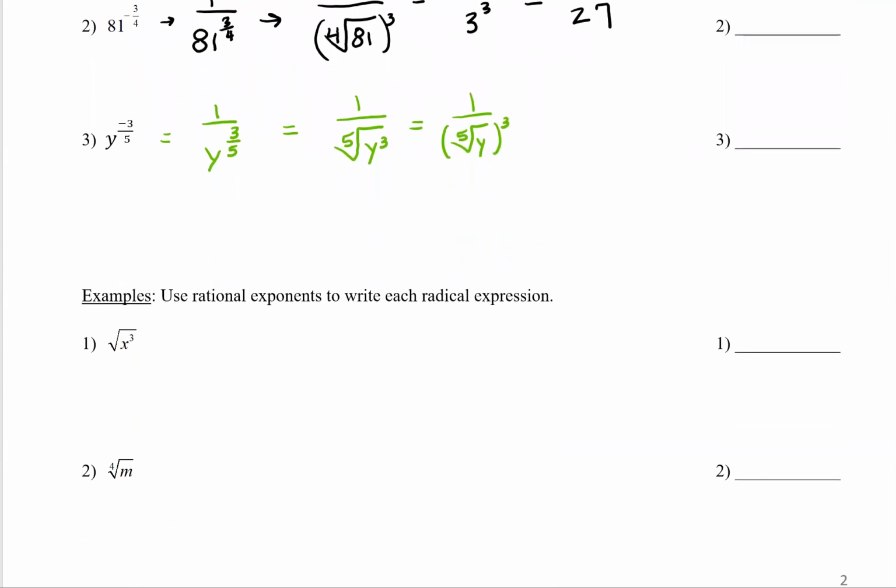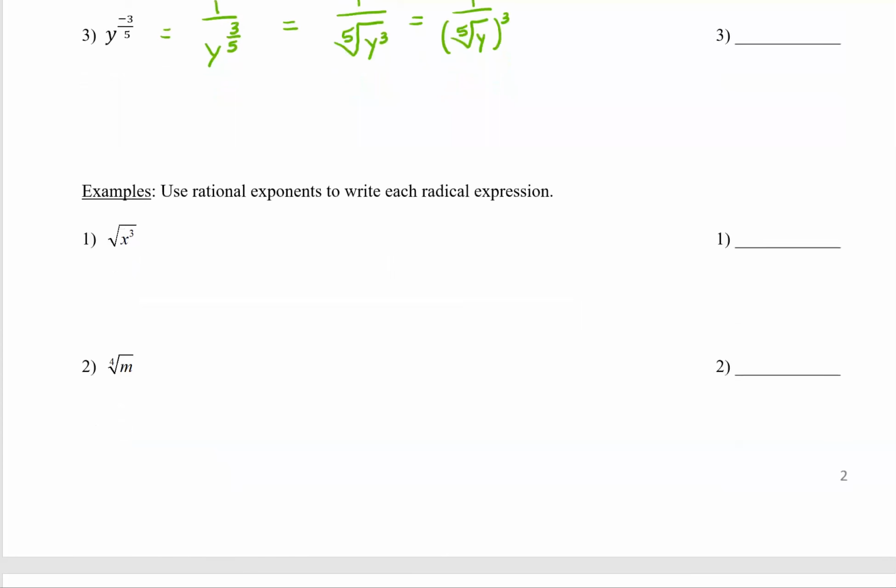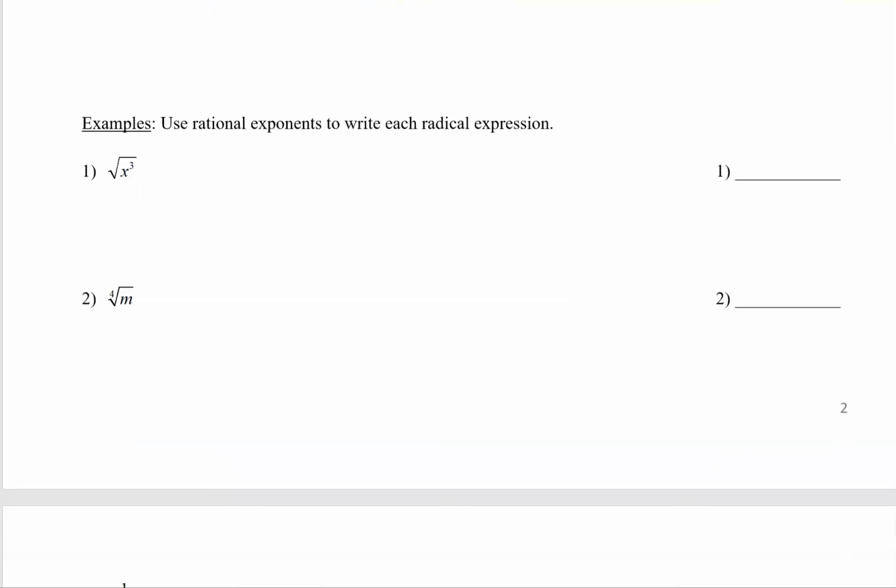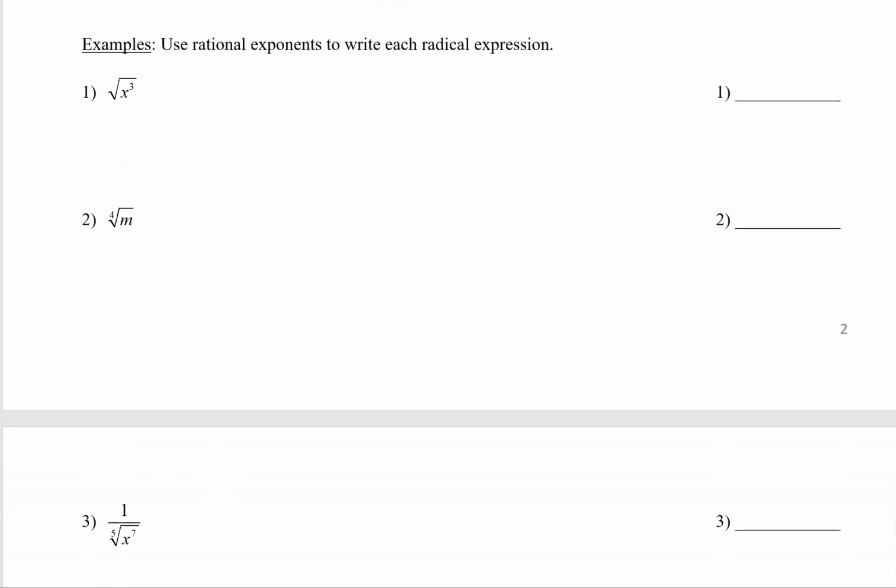Use rational exponents to write each radical expression. So now we're going to write each of these with fractional exponents. If you have to, you can write a little 2 in there. So we would write this one as x to the 3 over 2. Number 2, if you have to, you can put a 1 as an exponent on m. So this will be m to the 1/4.